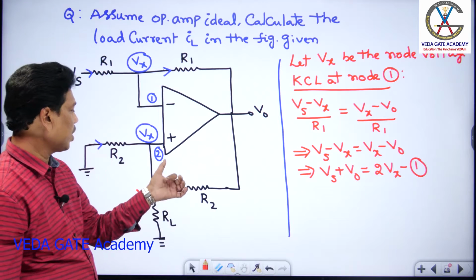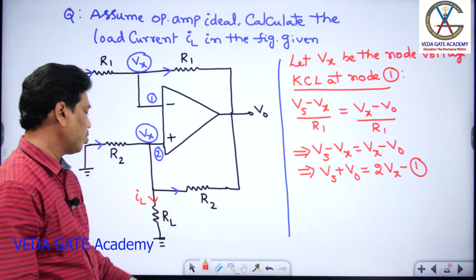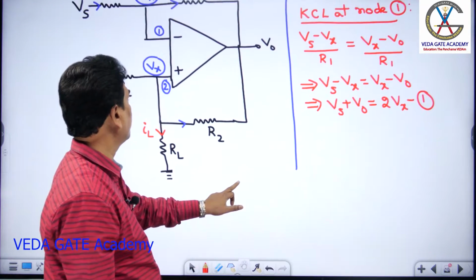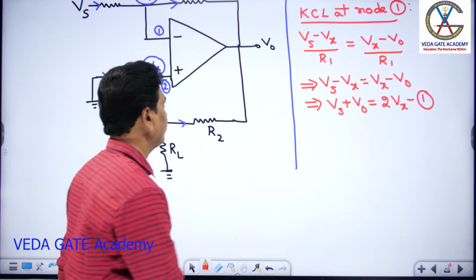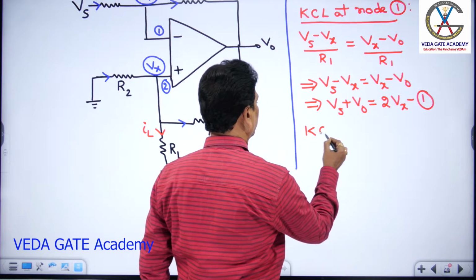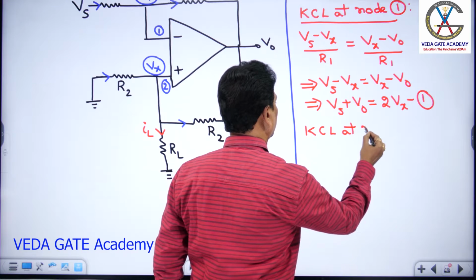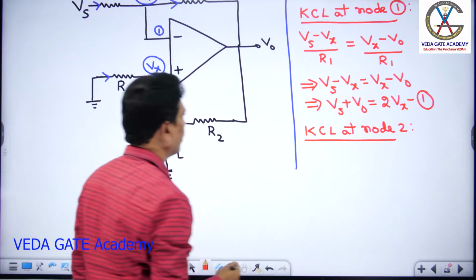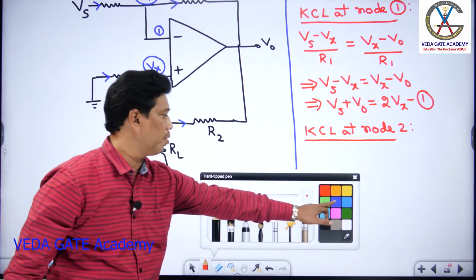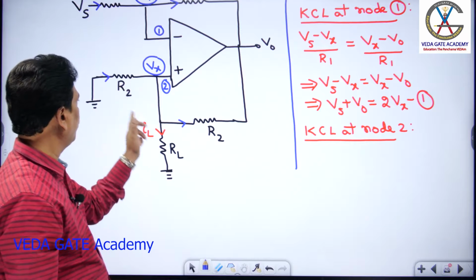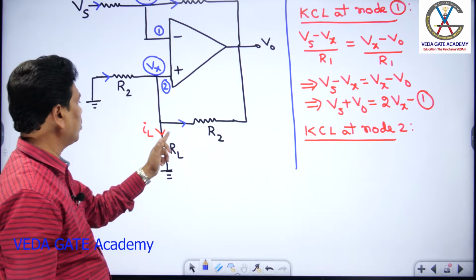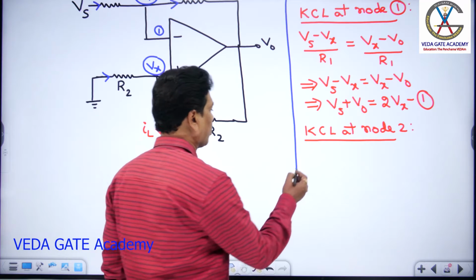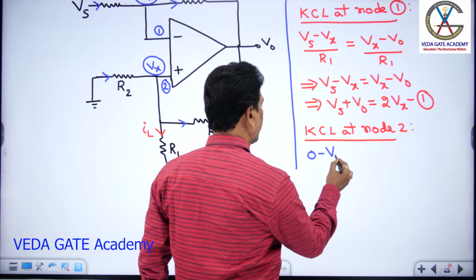Now I can do the same job for node 2. So now I can check KCL at node 2. This is the non-inverting node there. What happens now, let us check. Suppose I consider here, this is incoming current, these two are outgoing currents. Here the node voltage is 0, this is Vx, so 0 minus Vx by R2. That is the incoming current there.